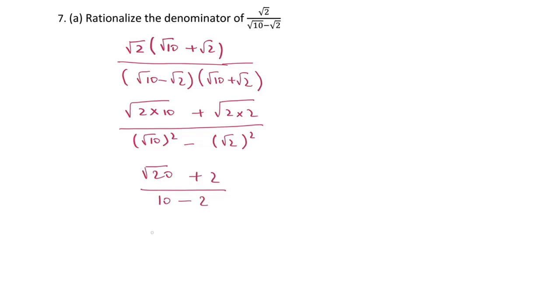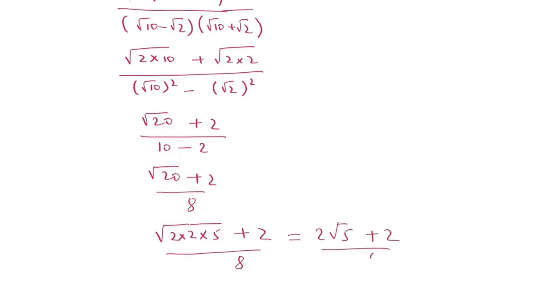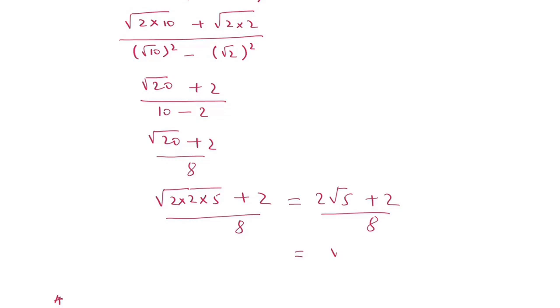Solving the numerator, we have √20 plus 2 over 8. Simplifying this, we have √(2 times 2 times 5) plus 2 over 8, which equals 2√5 plus 2 over 8. Let us now divide by 2 both numerator and denominator. Then we have √5 plus 1 over 4. And this is going to be our answer.